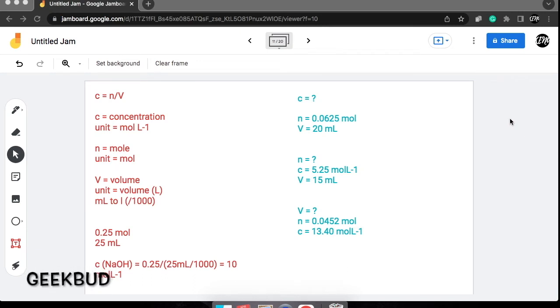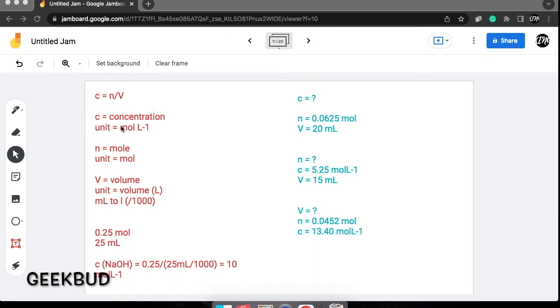In today's video I will be going over another very important equation in chemistry or stoichiometry that you'll often use. It is C equals N divided by V, which is essentially concentration equals moles divided by volume. Okay, so let's go over what the units are and what each of these letters represent.